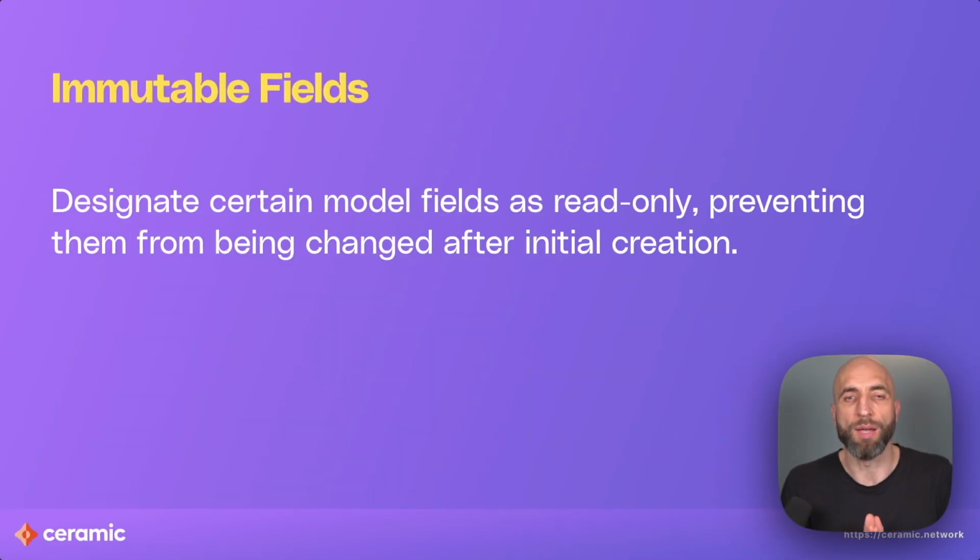Next, let's have a look at immutable fields. Sometimes you need your data to be rock solid and unchangeable. That's where immutable fields come in. Think of them as write-once values within your data models. You can designate certain model fields as read-only, preventing them from being changed after initial creation.